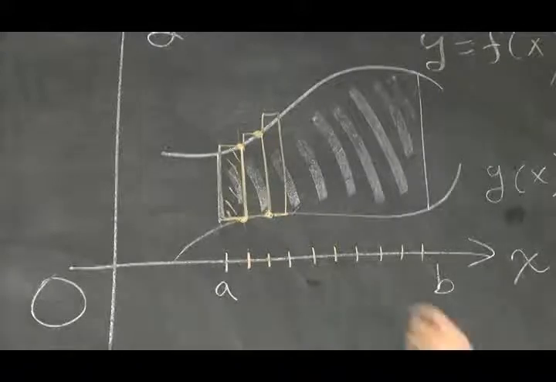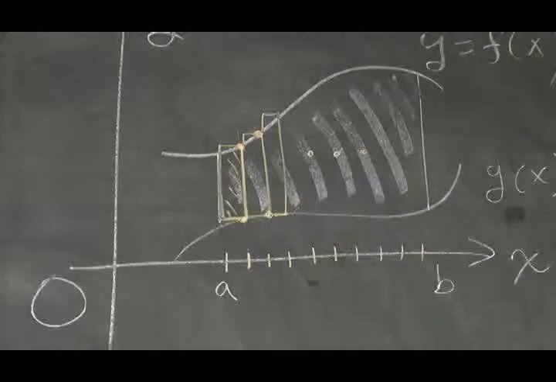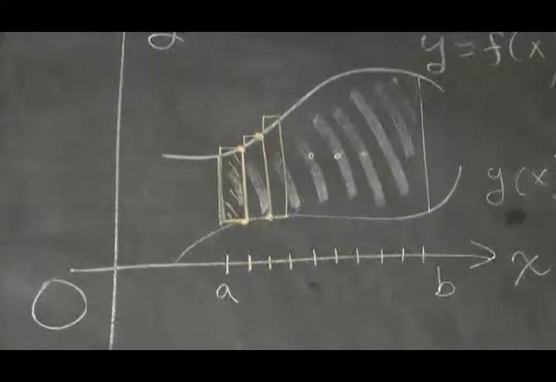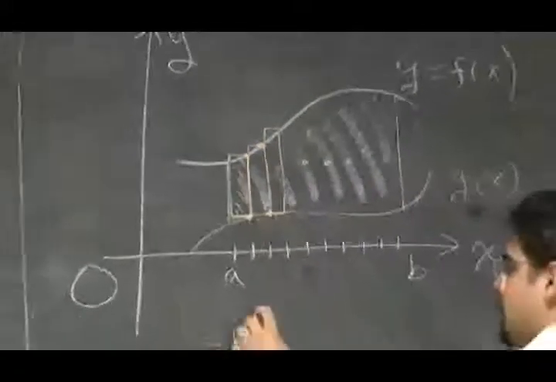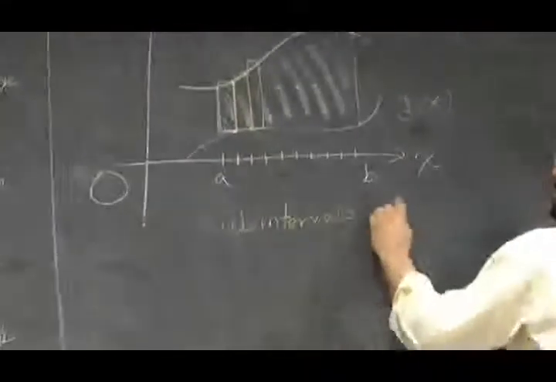And if you keep doing this, then that gives you an estimate for the area between the curves f and g from a to b on the x-axis. Now, let's say that the subintervals are of equal length.